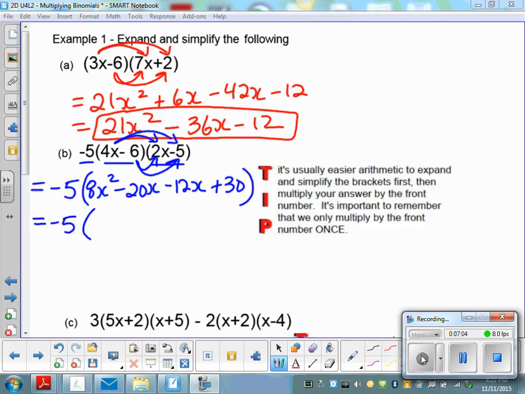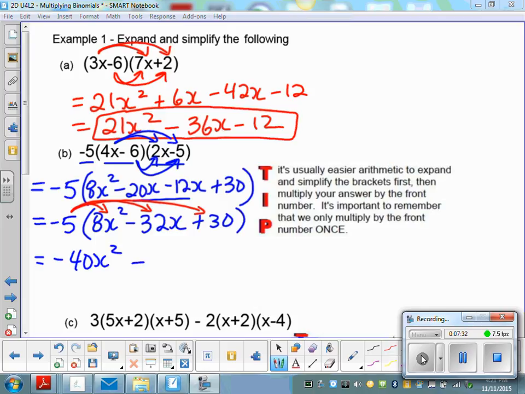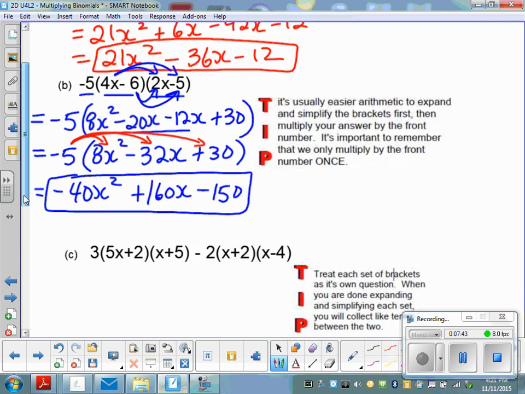I can simplify inside the bracket first, because just as we've seen in the other examples, these middle two terms often can be simplified together. So if I collect those together, that's negative 32x, and then plus 30. And now I can finally multiply the negative 5 that was waiting out in front by each of those three terms. So when I do that, I end up with negative 40x squared, plus 160x, and then minus 150. And that's what my final answer would look like for that one.